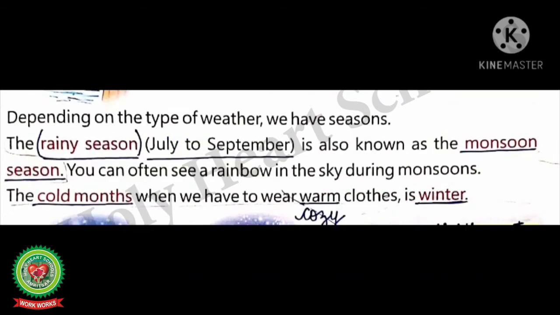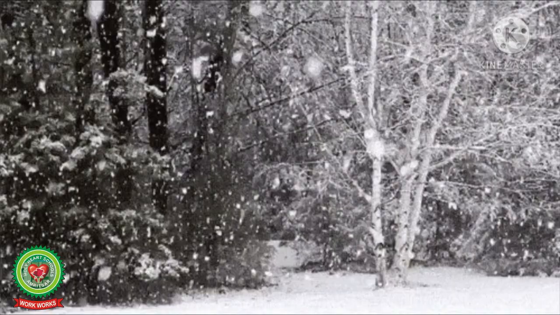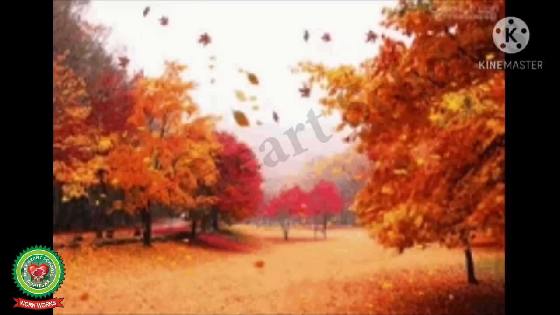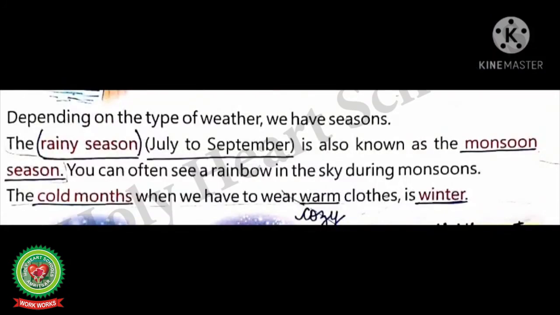Now we will continue reading. Depending on the type of weather, we have seasons. There are 5 main seasons such as summer, winter, spring, autumn, and rainy. The rainy season, July to September, is also known as monsoon season. You can often see a rainbow in the sky during monsoons.